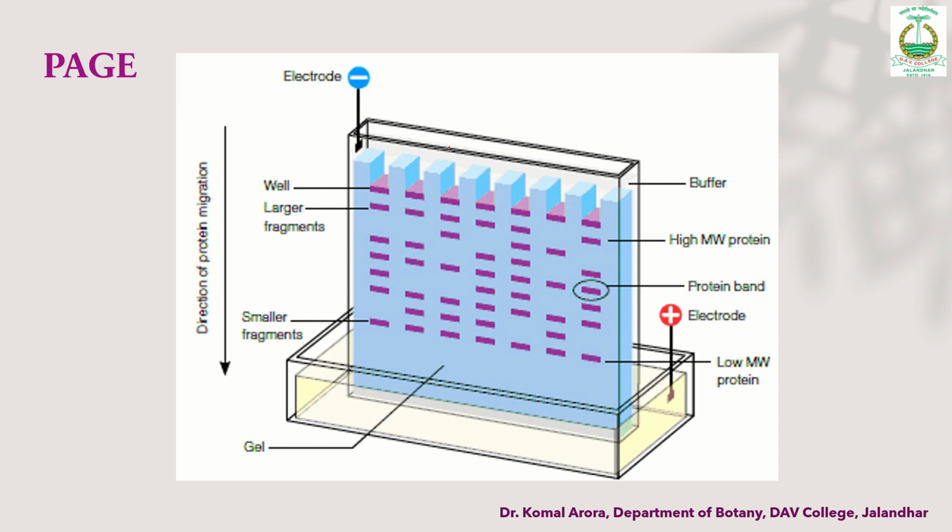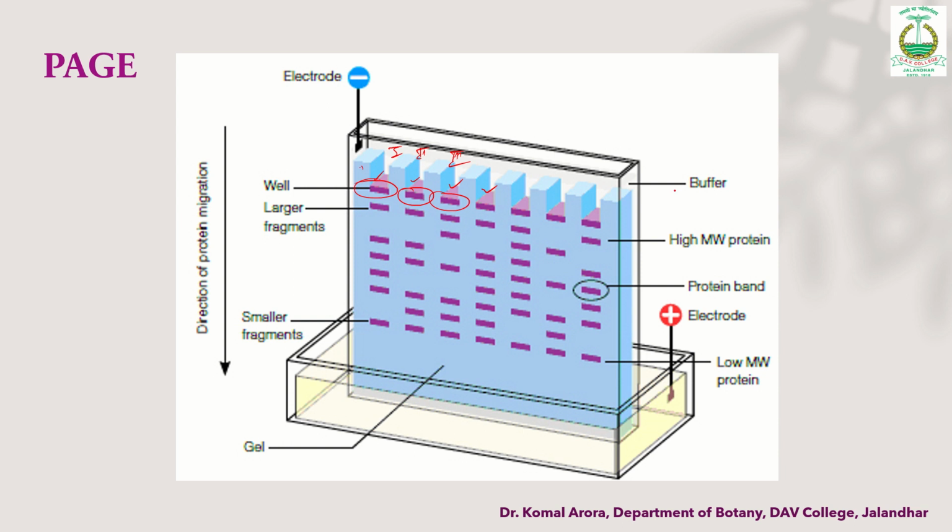This is just an outlook of how PAGE is carried out. PAGE is a kind of electrophoresis. You can see here we have a gel and it contains certain wells. In these wells, the specimen for which the profiling is to be done is loaded. It means this will be of species 1, 2, 3 and so on. We may use certain standards also.